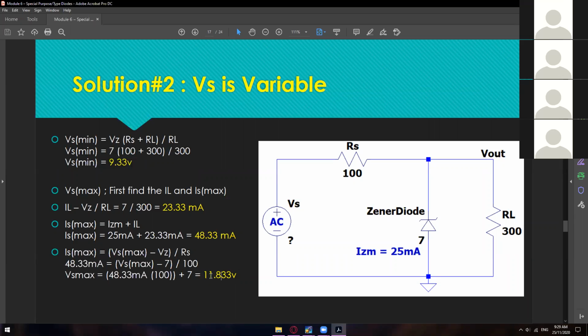So you can check this one later once you have the time to verify whether the solution is correct or not. But for now, is this clear so far, guys? Correction, this one is IL is equal to VZ divided by RL. Any questions so far?